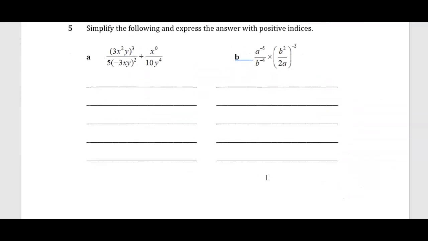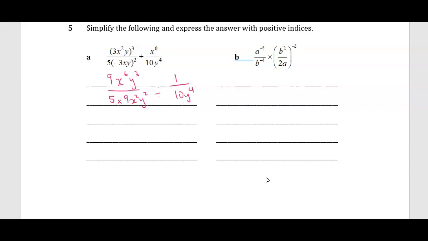All right, question 5. The cubed outside the bracket means everything inside the bracket is cubed. So 3 cubed is 9. Then we've got x to the power of 2 times 3, which is 6. Y cubed all over. Now the 5 isn't inside the bracket, so we don't square it. So negative 3 squared is 9. Then x squared, y squared. And then divided by anything to the power of 0 is 1.